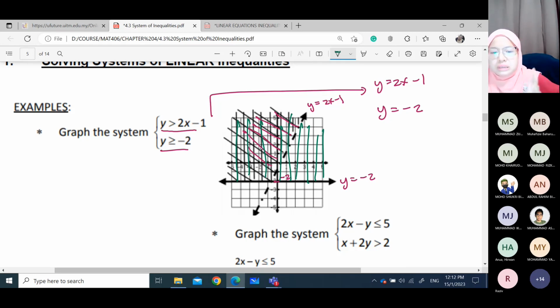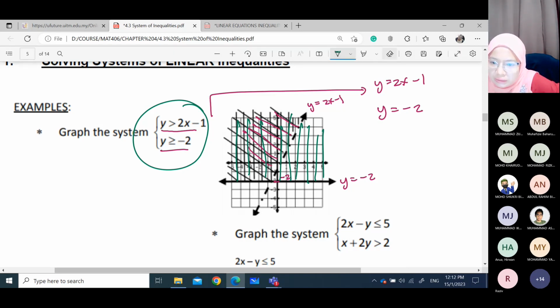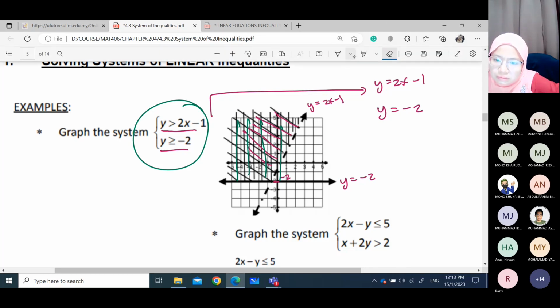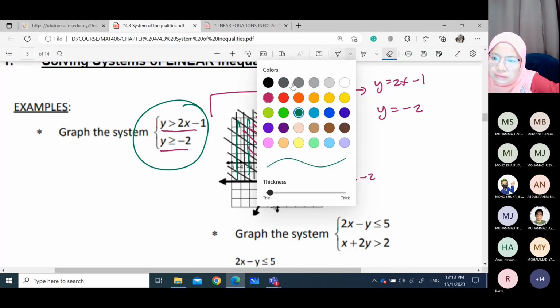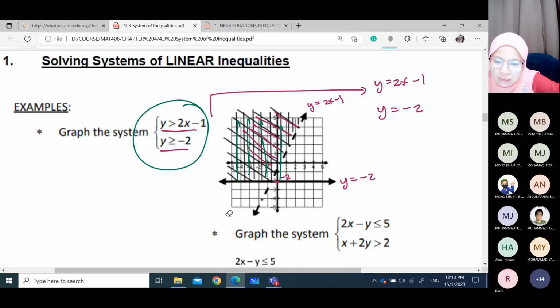So kat mana region dia? Sebab kita ada dua ni, kita ambil overlapping region. Region yang bertembung. Okay. So untuk yang ini, yang di luar ni dia tak bertembung pun dengan yang atas ni. So kita boleh padam lah. Kalau ikutkan, untuk yang first inequality, dia punya region sini, semua sini. Okay, tapi dia tak overlap dengan y equal to negative 2. So the region tidak termasuk yang ini.